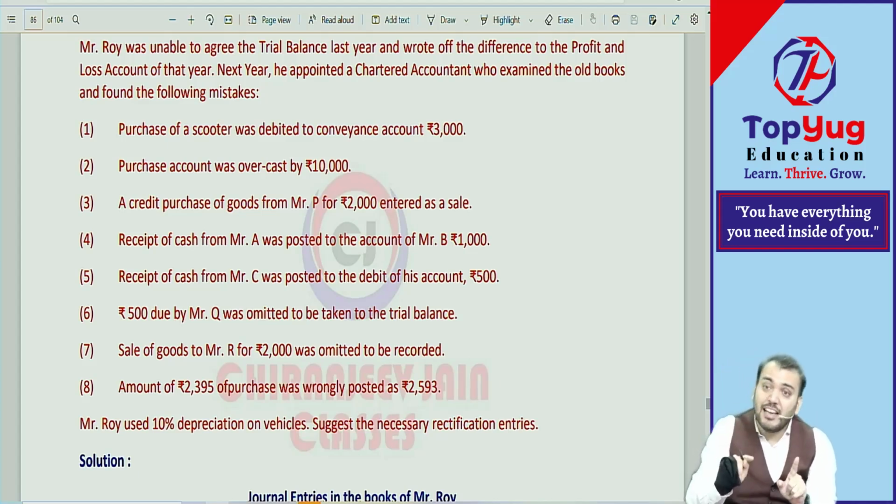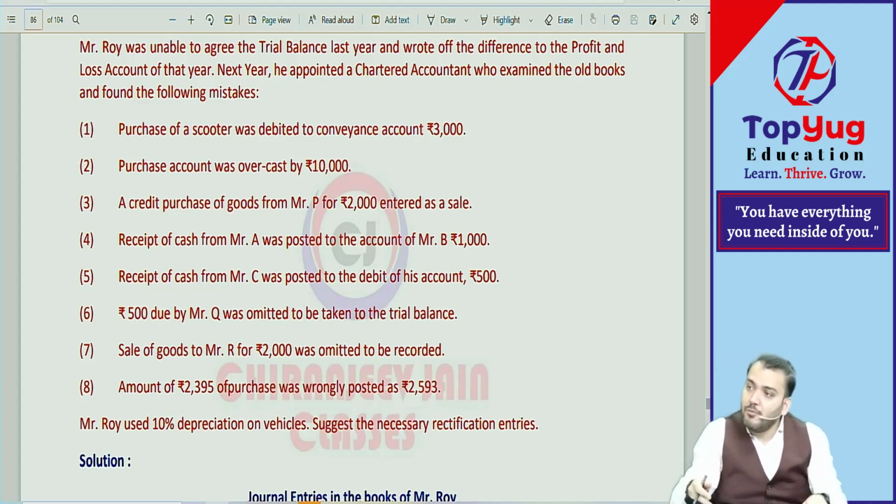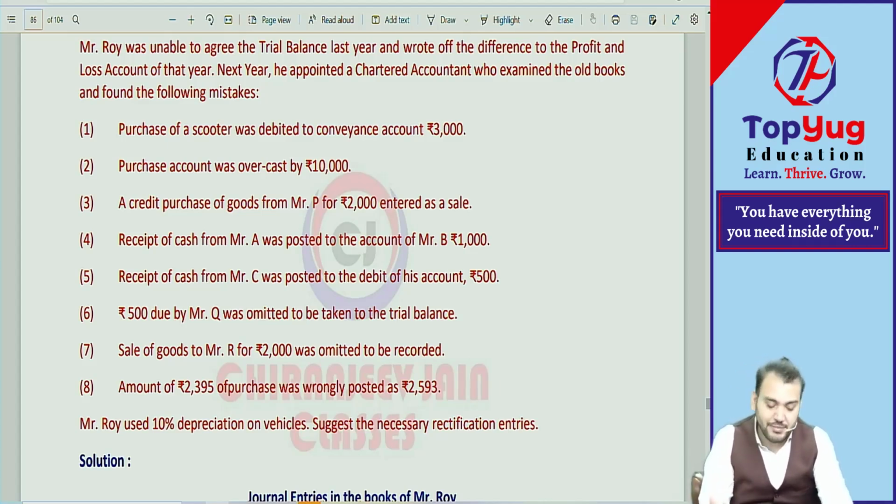So whenever any account is not recorded in trial balance, that will be always what? One sided. That will be always one sided. Understood? Correct? Yes, sir. Point number 7.